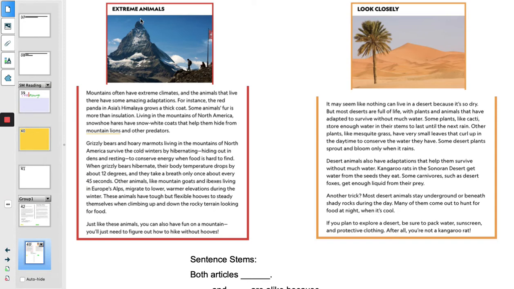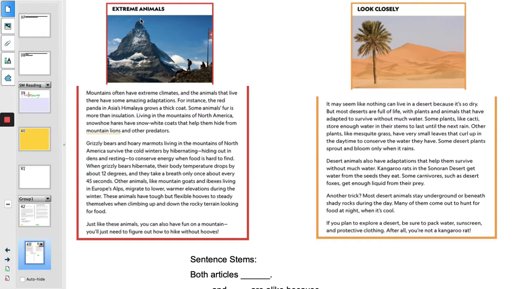Mountains often have extreme climates, and the animals that live there have some amazing adaptations. For instance, the red panda in Asia's Himalaya grows a thick coat. Some animals' fur is more than insulation. Living in the mountains of North America, snowshoe hares have snow-white coats that help them hide from mountain lions and other predators. Grizzly bears and hoary marmots living in the mountains of North America survive the cold winters by hibernating, hiding out in dens and resting, to conserve energy when food is hard to find.